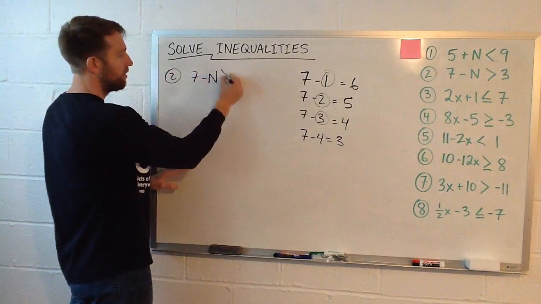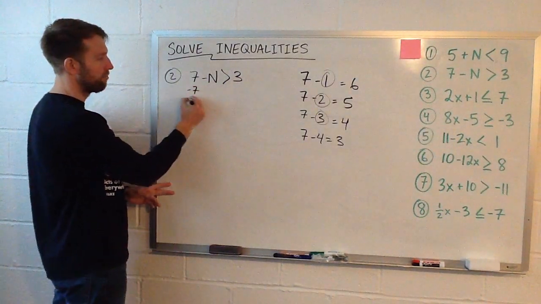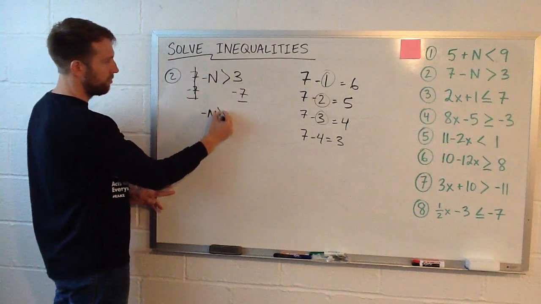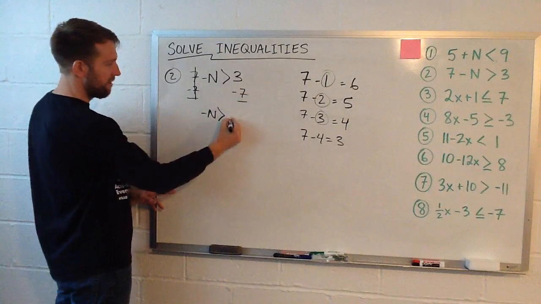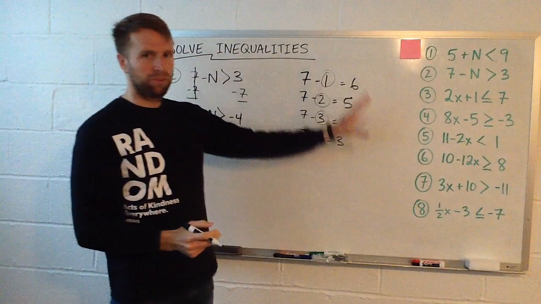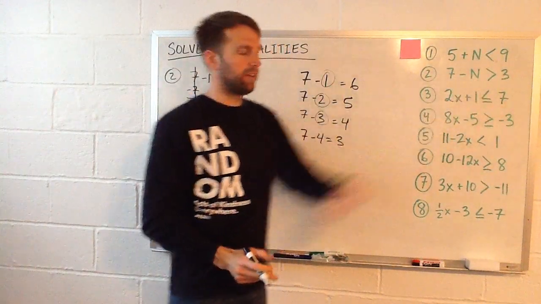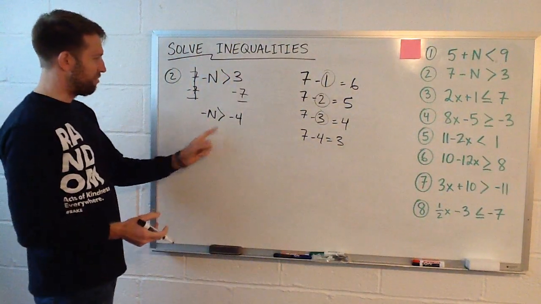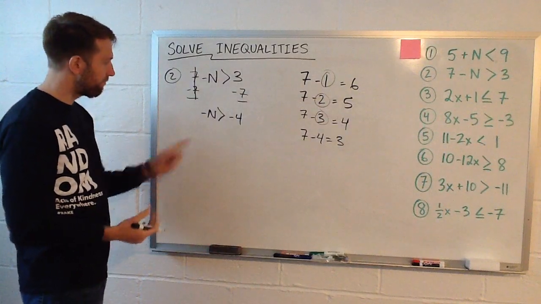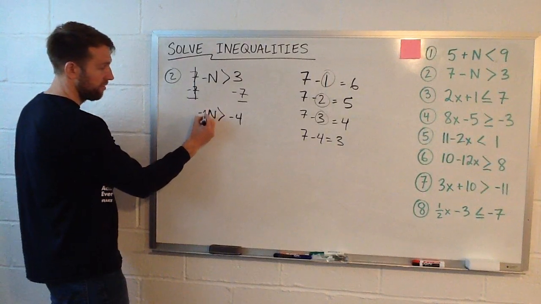7 minus n is greater than 3. The 7 is a positive 7, so subtract 7 from both sides. We have negative n is greater than 3 minus 7, which is negative 4. Yeah, we didn't really solve for numbers around negative 4. It looked like 1, 2, and 3 would work for this, right? And we have n is greater than negative 4, but it's a negative n. Think of this as negative 1n, which is exactly what it is.